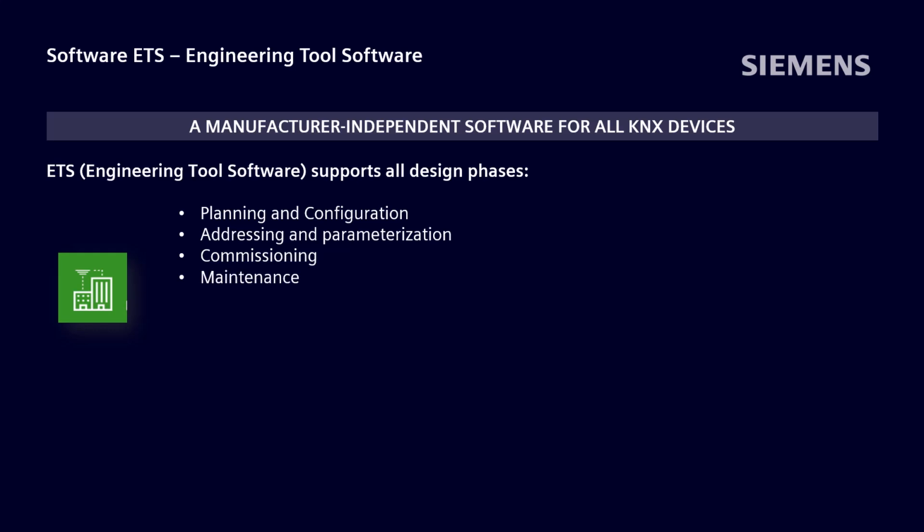It is therefore important to emphasize once again that the ETS is completely manufacturer independent and is therefore compatible with all KNX products certified worldwide. ETS is a software that has been tried and tested over decades and is constantly evolving. Experience and feedback from practice are incorporated into the further development of the software. We have now reached the 6th generation. ETS is backwards compatible. This ensures that projects that were created with older versions, for example, ETS 4 or ETS 5, can also be loaded into the current ETS version.